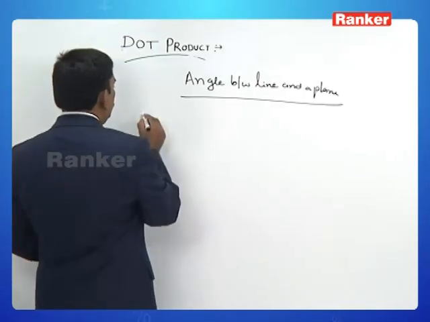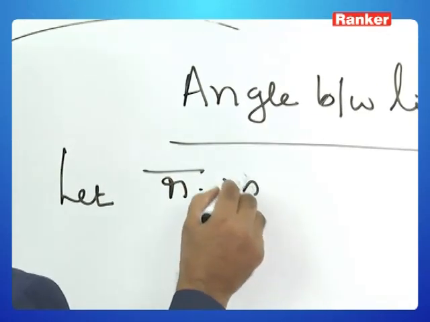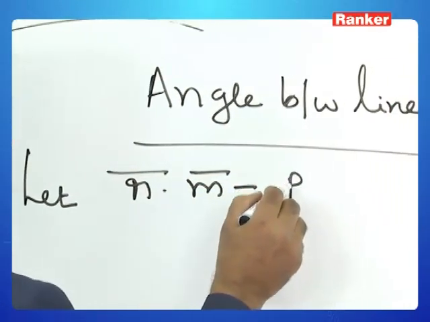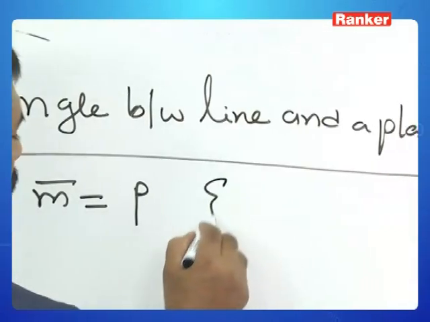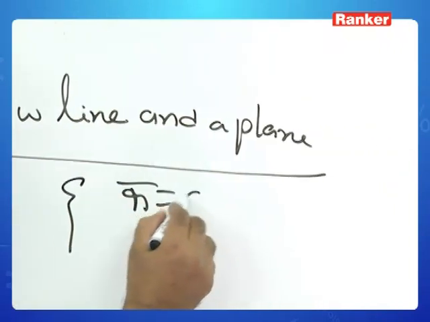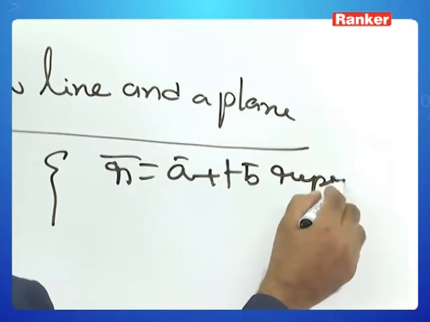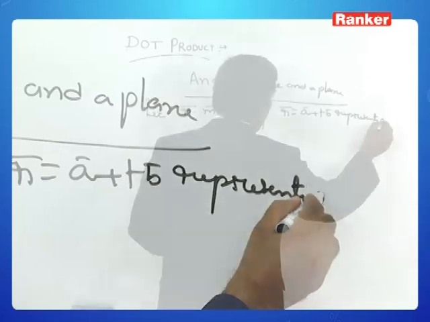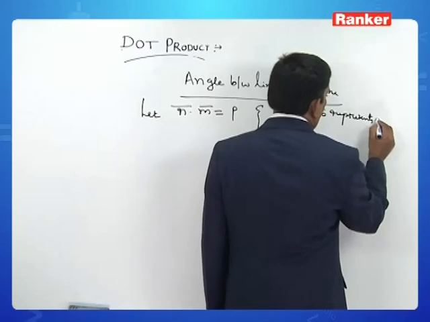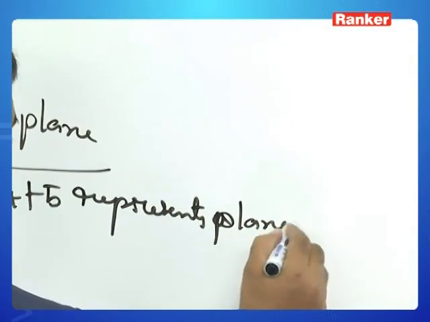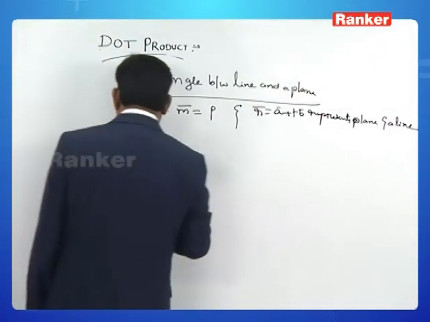Then you see, let r bar dot m bar is equal to P, and r bar is equal to a bar plus t b bar, represent a plane and a line respectively.